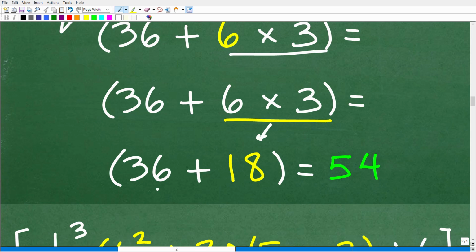That, of course, is 18. So 36 plus 18 is 54. Wow, that is a good amount of work.